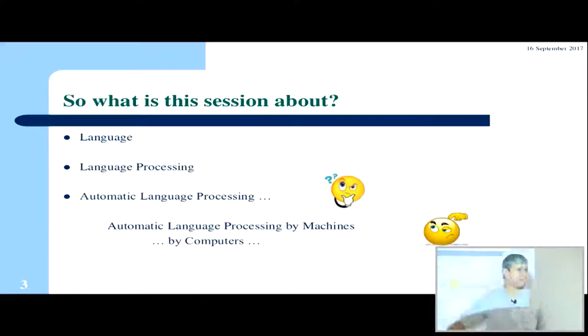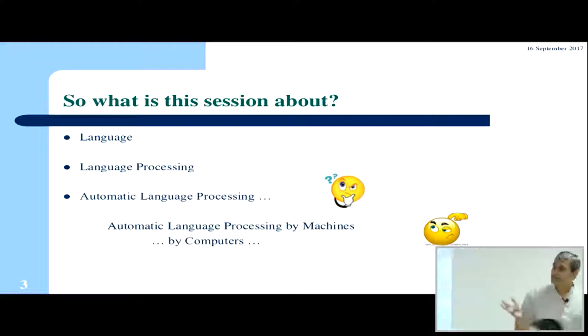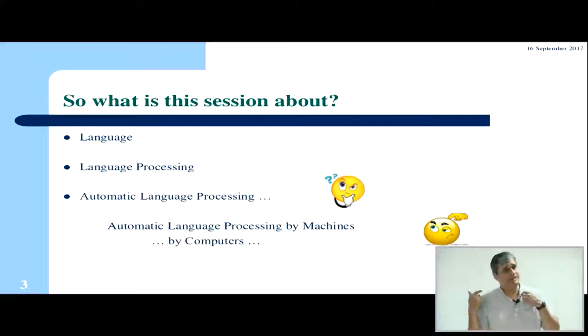Now, when we say automatic language processing, what is it? What your brain is doing, is it not automatic? How do you know what is automatic?